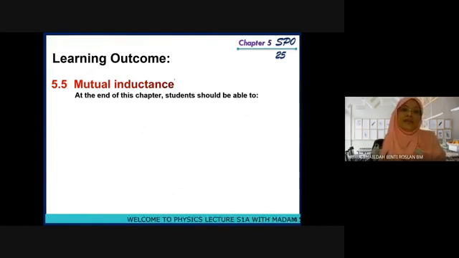Okay, the last subtopic is mutual inductance. The one that we learned earlier was self-induction, so the second one is mutual inductance.